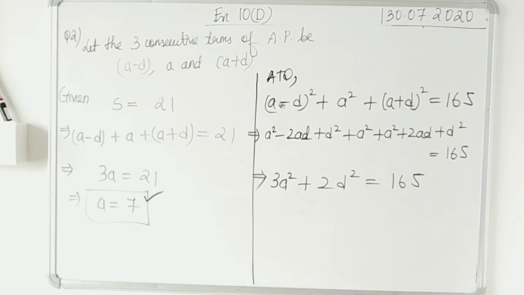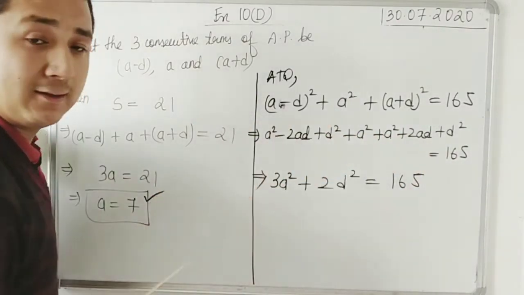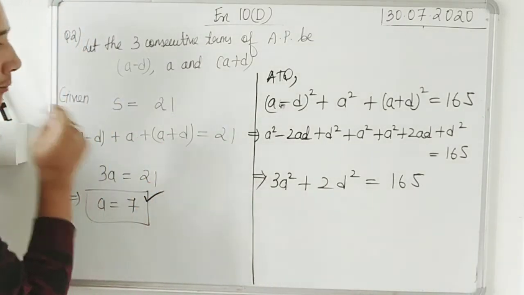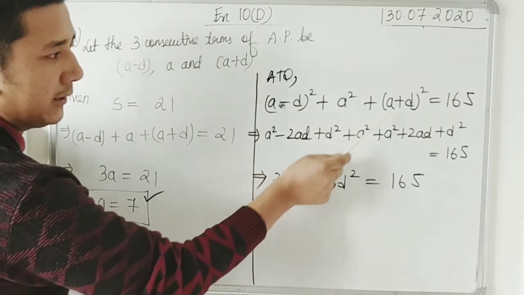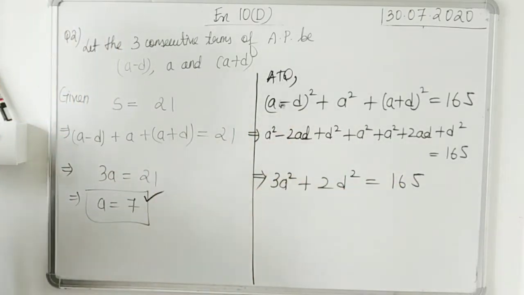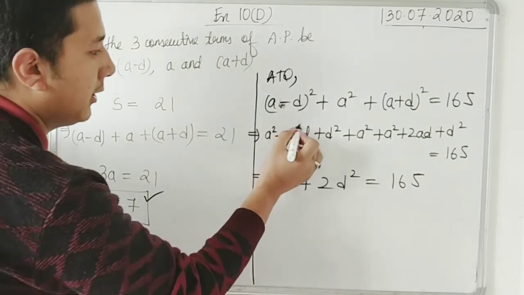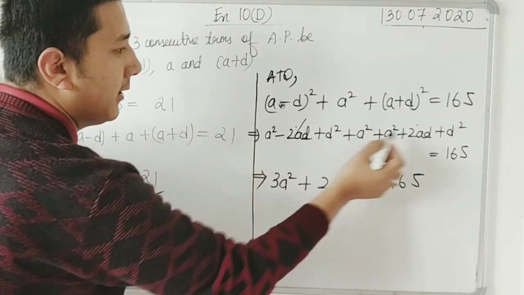So see, I'm showing step by step. The sum of this square plus this square plus this square equals 165. I told you to expand using the formula: a square minus 2ab plus b square, a square plus 2ab plus b square, which equals 165. So you can clearly make out that this term and this term get cancelled out. So I can cancel this as well as this term.